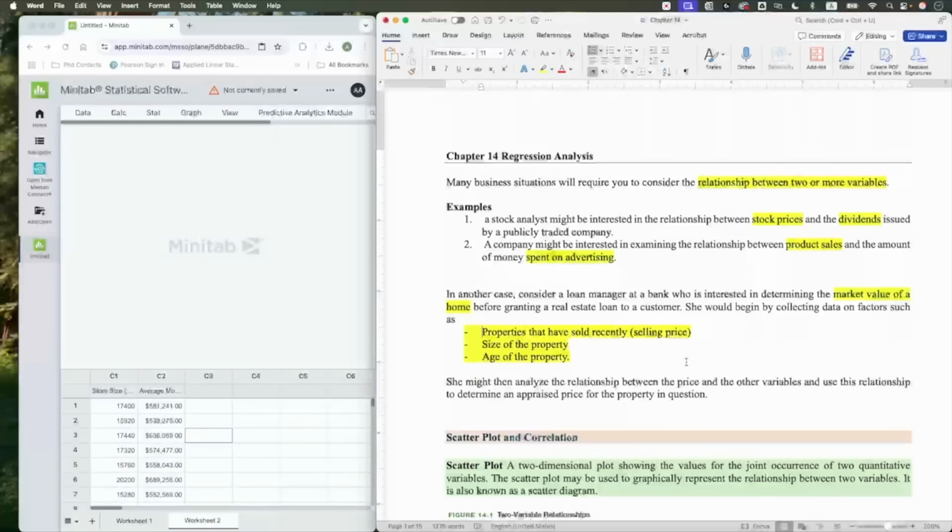To study the relationship between multiple variables, we are going to start with very simple models in this chapter and study the relationship between only two variables. The first one, we're going to call it the response variable or the dependent variable, and the second one, we're going to call it the predictor or the independent variable. In chapter 15, we're going to expand and have more than one predictor, or more than one independent variable.